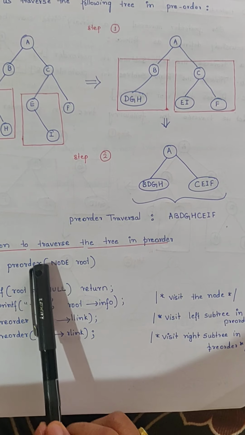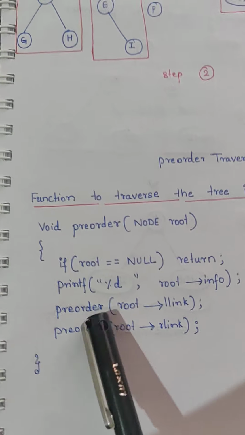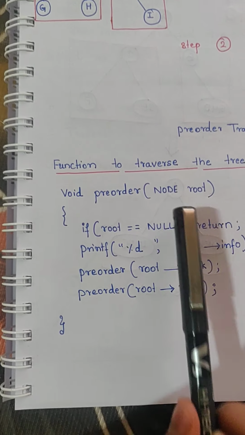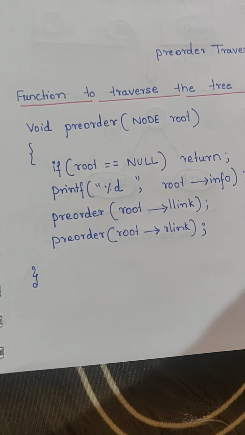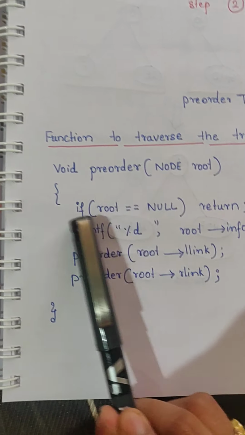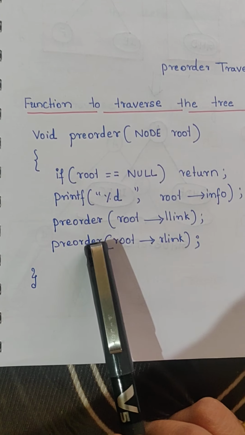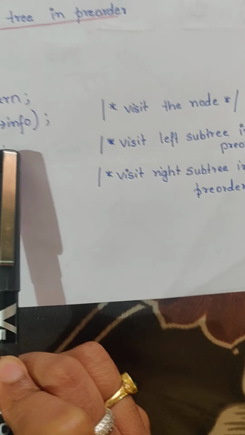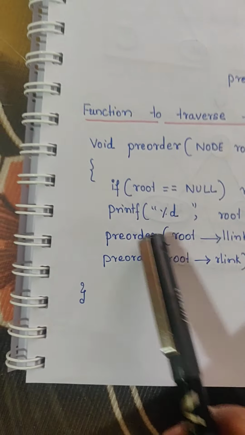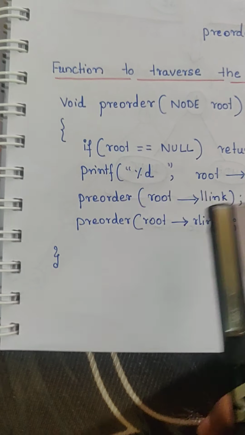Now the function to traverse the tree in pre-order. How do you write the function? It is void preorder(node root). This root is of type node. If root is equal to NULL, you don't have any tree, then you just return. Otherwise, what you have to do is first print, that is visiting the node. Visiting the node is nothing but you are printing the node. So printf("%d", root->info), that particular info you will be printing.